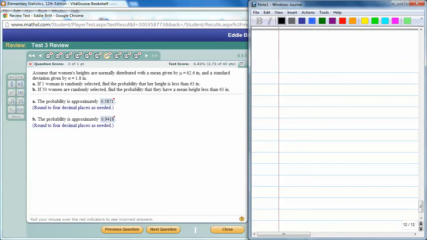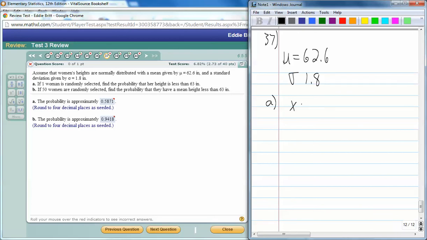For part A, let's see what we're given. Assume that women's heights are normally distributed with a mean of mu equals 62.6 and a standard deviation of 1.8. This is problem 37. Part A is not very different from problems we've worked before. It says if one woman is randomly selected, find the probability that her height is less than 63 inches.